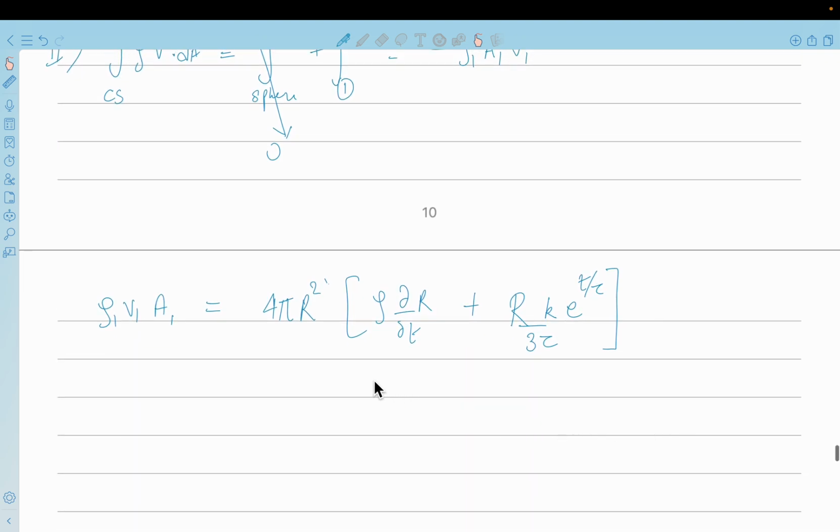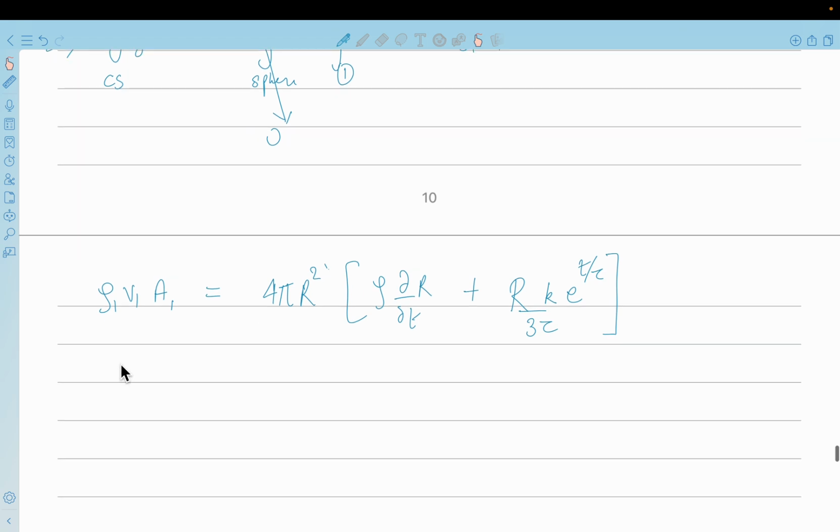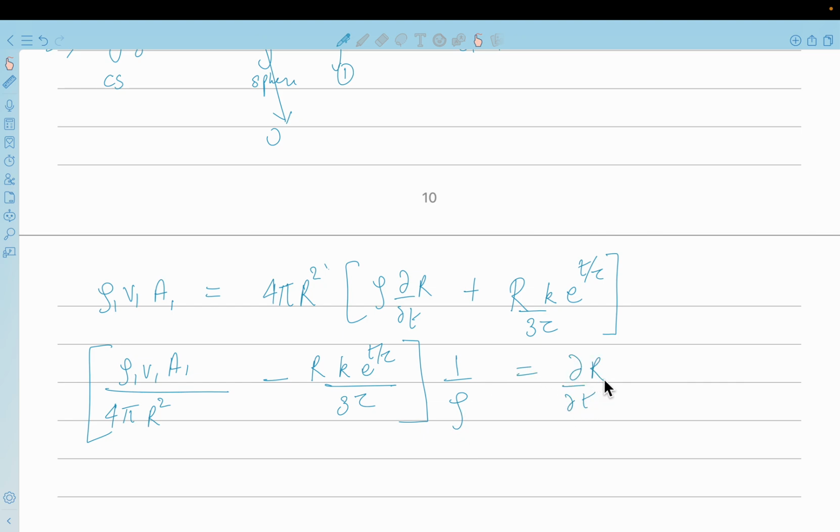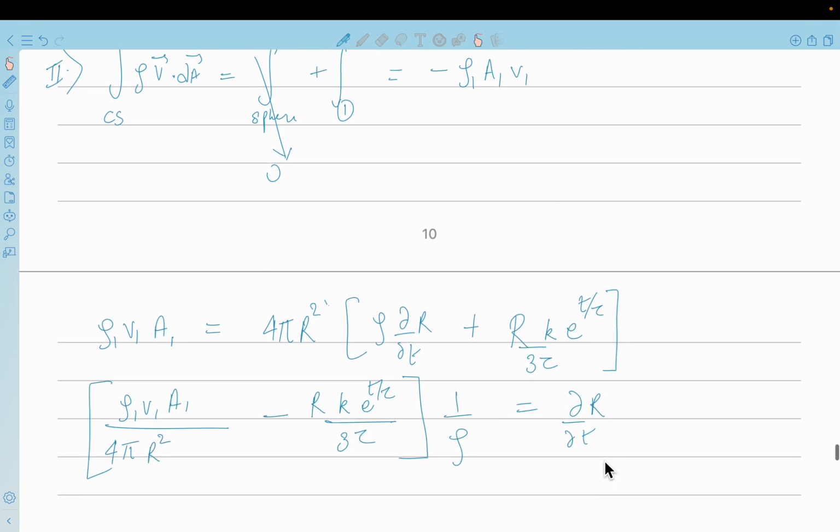Okay, so we can rearrange this and we get rho 1 V1 A1 by 4 pi r square minus r k e to the power t by tau divided by 3 tau, and this whole thing divided by rho, the instantaneous density, is equal to dou by dou t of r. Right, so any questions about this?